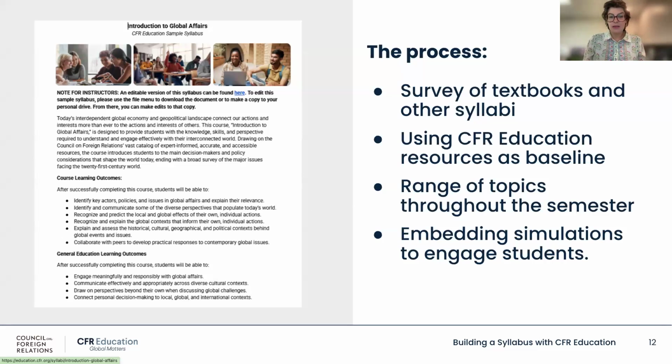So the syllabus is for a 15-week or semester-long college course broken into 3 units of approximately 4 to 5 weeks in length. Each week is themed around a specific global affairs topic, and we selected each topic based on a survey of leading global affairs textbooks, along with a survey of available higher education syllabi, to ensure that we were dividing up our resources in a logical, practical, and usable way.